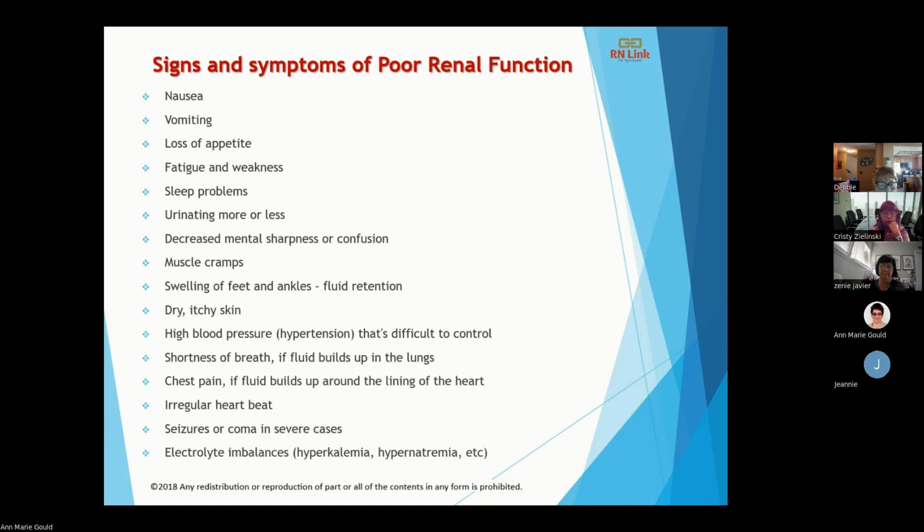Shortness of breath, if fluid builds up in the lung, right? That's where we're going into our pulmonary edema and our heart failure, if they have that particular diagnosis. Chest pain, because they can get fluid built up in the lining of the heart, the pericardium. And then they can even have an irregular heartbeat because of it. Seizures or coma in severe cases, and then of course our electrolyte imbalances: your hyperkalemia, hypernatremia, even your hypochloremia. All of them would be out there.